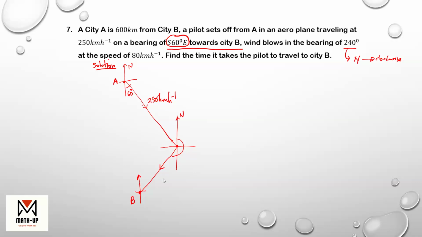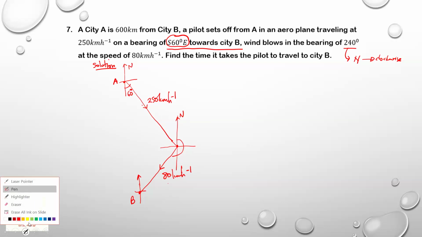velocity of 80 kilometers. At 80 kilometers per hour. So yeah, we have our sketch. So we shall just employ some trigonometry and we are going to use a triangle.